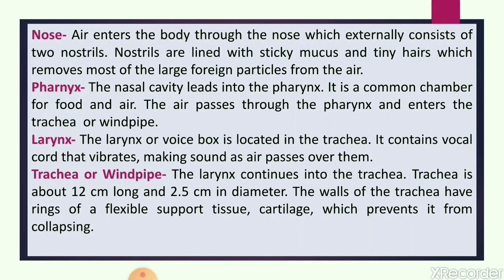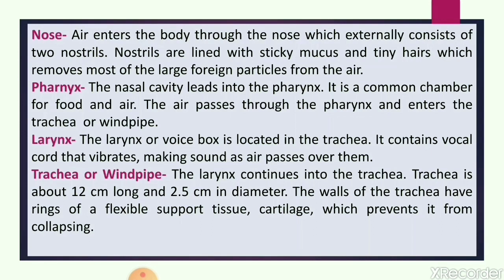The larynx contains vocal cords that vibrate, making sounds as air passes over them. Next one is the trachea, or windpipe. The larynx continues into the trachea. This trachea is about 12 centimeters long and 2.5 centimeters in diameter.